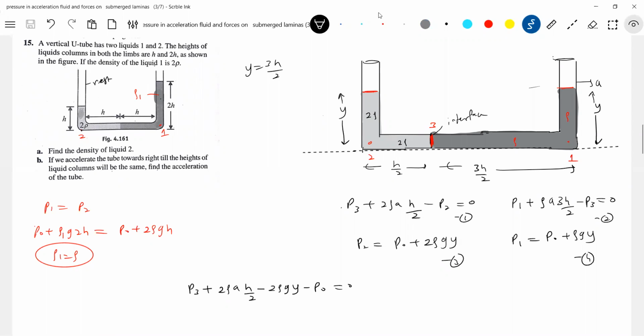Similarly, let me write the manometric equation. See, it's all about writing the manometric equation. Those who are finding it very difficult, I have chosen this method. So I'll start from the free surface: P naught plus rho g y minus rho A 3h by 2 minus P3 equals 0. Substitute 4 in 2, we'll get it. Now eliminate P naught and P3 from here. Solve for this, you'll get the acceleration.